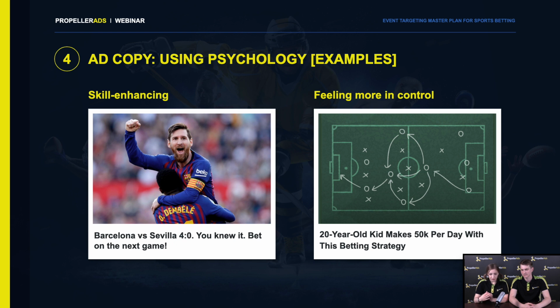And the second one, feeling more in control, and this one is also not very obvious. So here it is written that a 20-year-old kid makes a huge, way huge amount of money per day with this betting strategy. So this strategy that is being offered, I guess, on the pre-lender or maybe on the direct page, is so simple and so gold-winning, so any person feels in control.